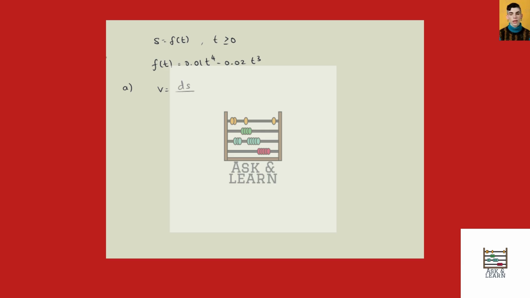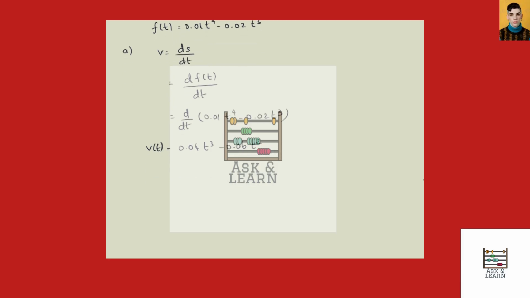to ds by dt. Here we are having f of t by dt, so we have to differentiate f of t with respect to t, that is differentiation of 0.01 t power 4 minus 0.02 t cube, such that we will get 0.04 t cube minus 0.06 t square, which is v of t, that is the velocity at time t, which is feet per second.